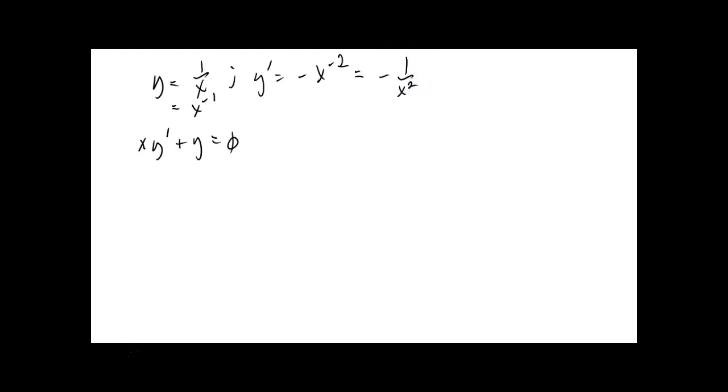Okay? Got it? All right. So let's plug that in here. X times a negative 1 over x squared, that's your y prime, plus y, which is 1 over x, right? Is that equal to 0? That's the question. Well, x will go into x squared, x times, so this will be minus 1 over x plus 1 over x, sure enough, is equal to 0. So, absolutely true, that y is equal to 1 over x is a solution for this ordinary differential equation.